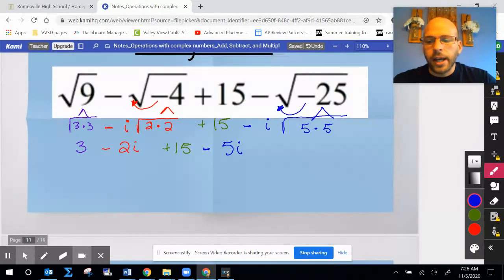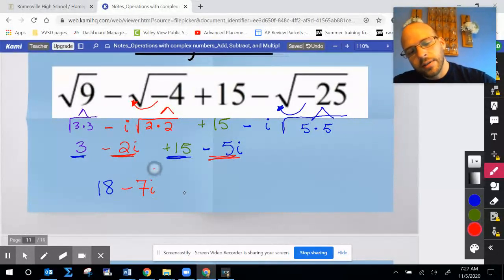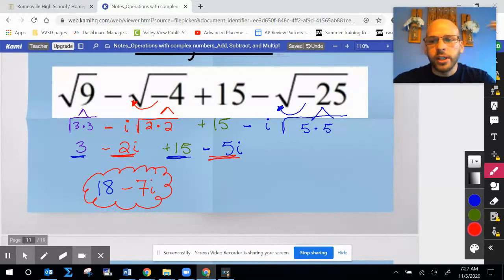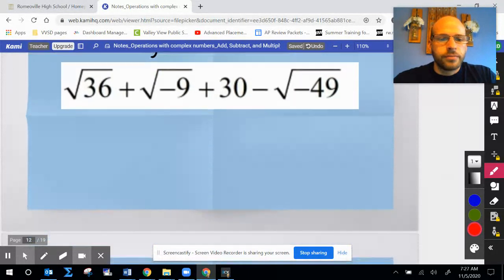And then we just have to combine our like terms, right? So I have 3 plus 15 is 18. And I have a -2i and a -5i, which gives me a -7i. So when you deal with these radicals, we need to reduce the radicals first, then collect all of our like terms together second. So let's try round 2.